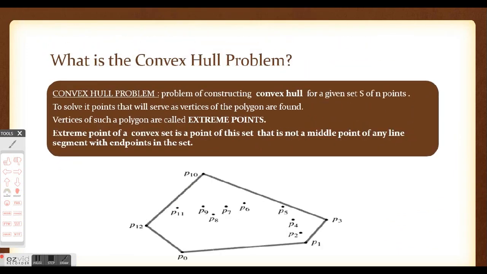So basically the convex hull problem deals with constructing the convex hull for a given set S of n points. To solve this problem, we should find the extreme points, that is the vertices of a convex polygon. The extreme point is a point of the set S that is not a middle point of any line segment with the n points in the set. In this figure you can see the extreme points are P10, P3, P1, P0 and P12. The remaining points are all interior to the convex polygon, and this is the smallest convex hull that can be constructed.